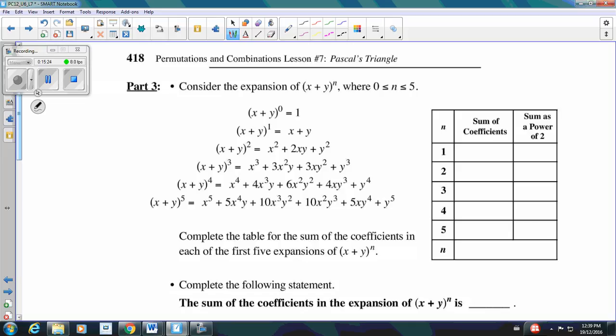Well, we know those triangles were really just representing the sum of the coefficients, so this is going to give us the exact same chart. The sums of the coefficients were 2, 4, 8, 16, and 32. Written as powers of 2 would be 2 to the 1, 2 squared, 2 cubed, 2 to the 4, 2 to the 5. And then for n it would be 2 to the n.